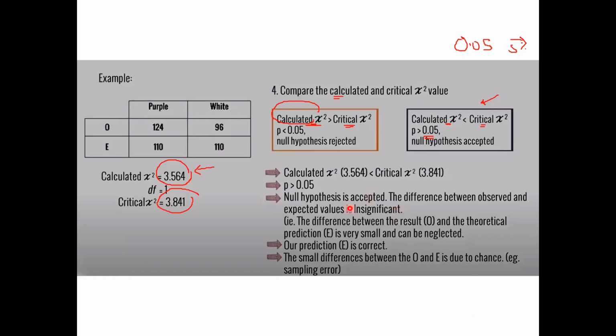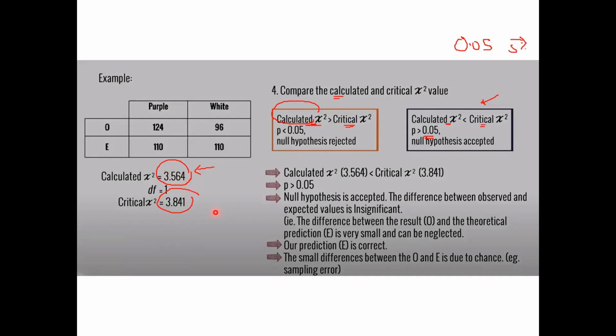ठीक है. So we have already talked about that. ठीक है. अब हमारा answer, if you look at this answer, your calculated value was smaller. ठीक है. So our prediction, we said that there is no significant difference between the expected and observed result, and we got the same. ठीक है. So in this case, we are going to accept the null hypothesis. ठीक है. So जो smaller differences हैं इसके बीच में, it is simply due to chance.